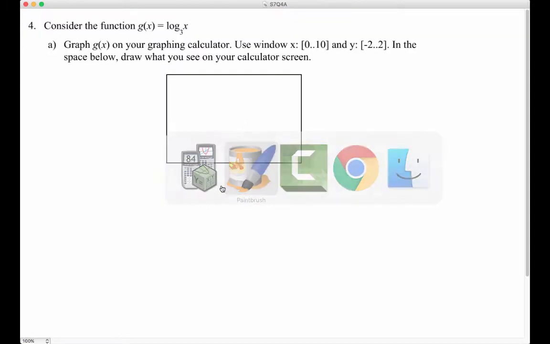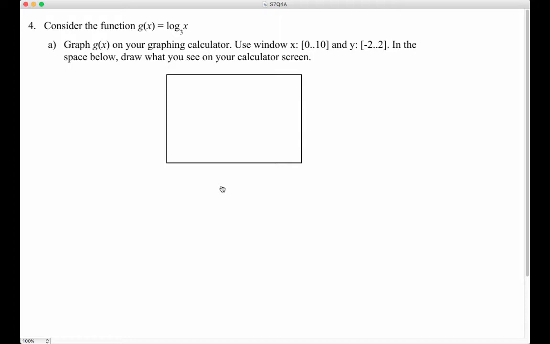Okay, so first of all, they asked us to make a sketch of what we see on our calculator screen. So let's go ahead and put in a y-axis, that's our vertical axis there. And then let's put in the x, or the horizontal axis here. And then let's go ahead and label those. That's the x, and that's the y, and we're going from 0 to 10 and from -2 to 2. That's always a good thing. You want to set up your axes just as they show up on your window.